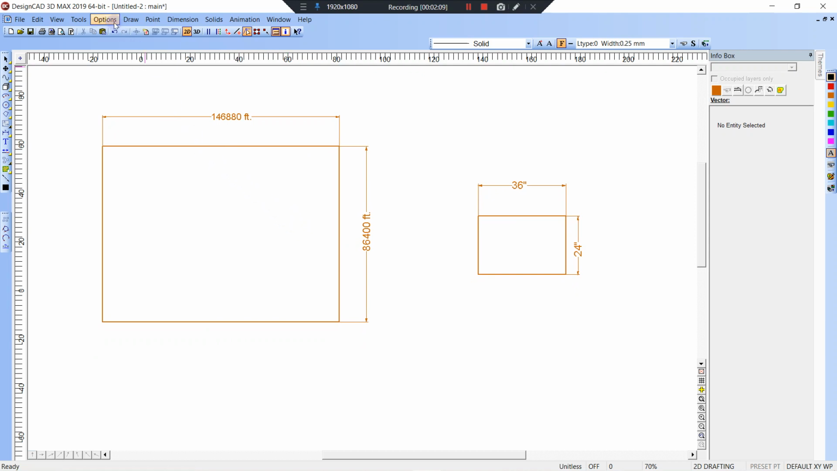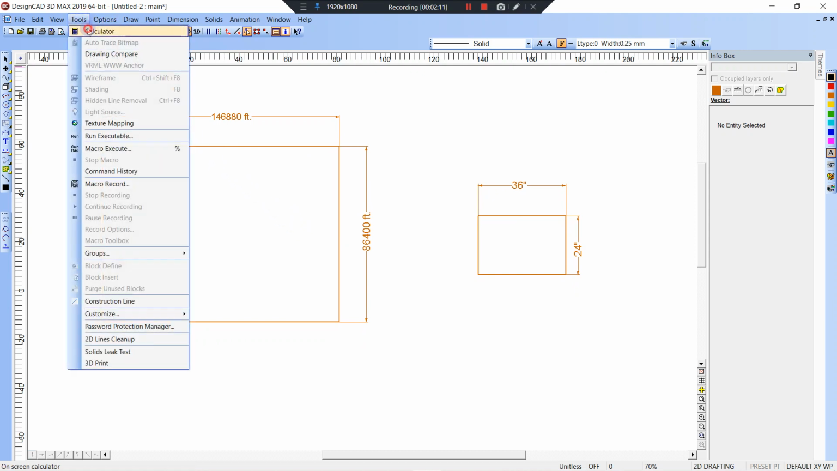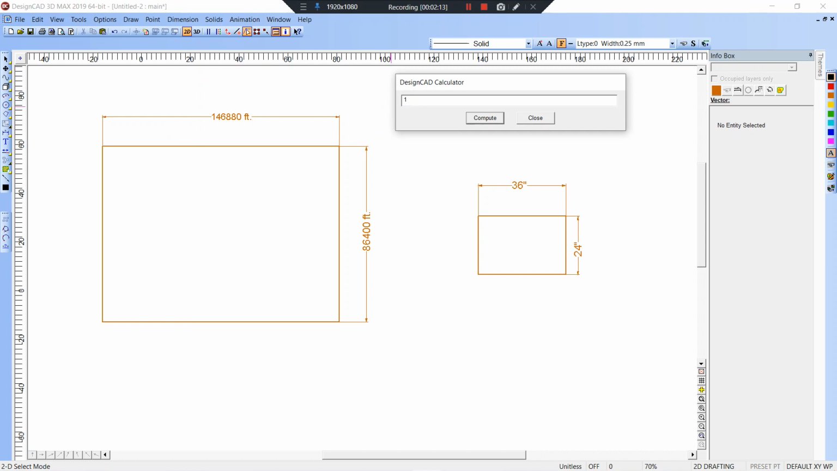Let's go to the calculator. We'll have 146,880, and that's in feet. We need to get down to inches, so we're going to multiply it by 12. It's not squared because we're only going in one direction. We're not scaling an area in both directions. So times 12, that's from feet to inches.